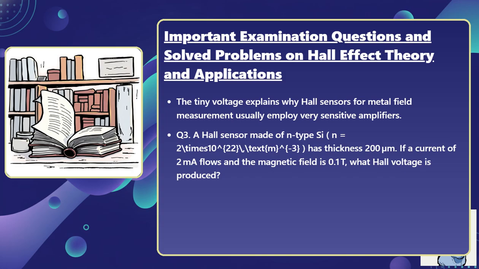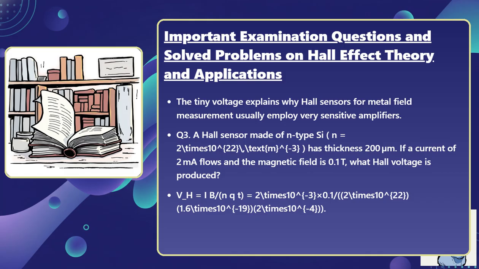Question 3. A Hall sensor made of N-type silicon with carrier density 2 times 10 to the 22 per cubic meter has thickness 200 micrometers. If a current of 2 milliamps flows and the magnetic field is 0.1 Tesla, what Hall voltage is produced?